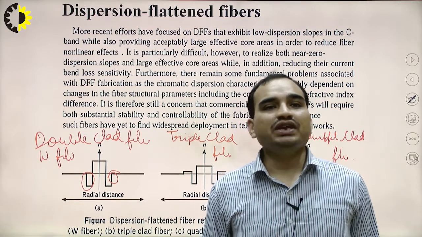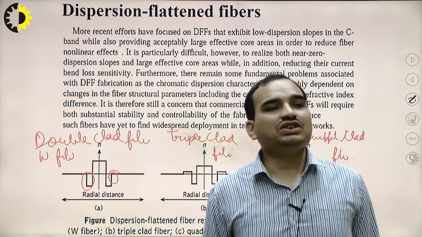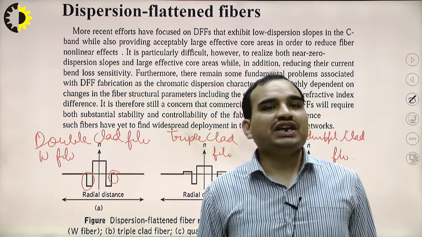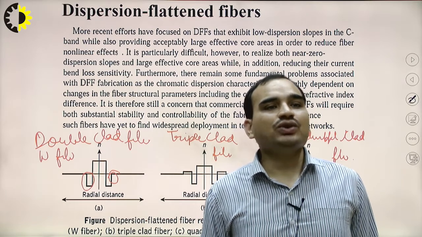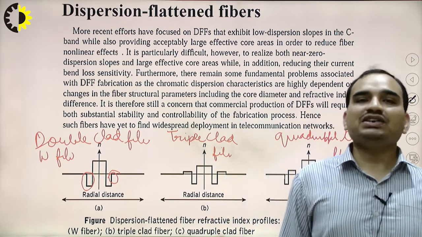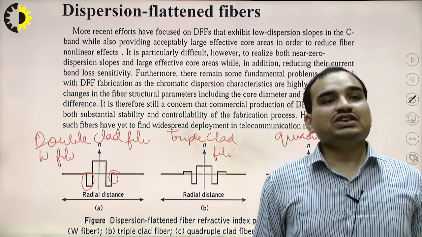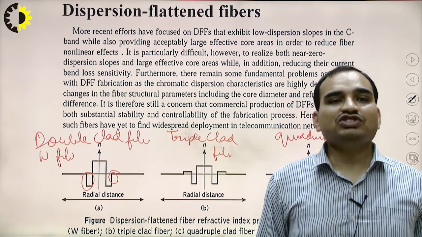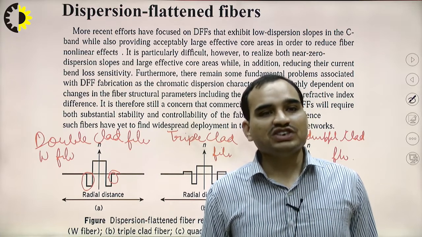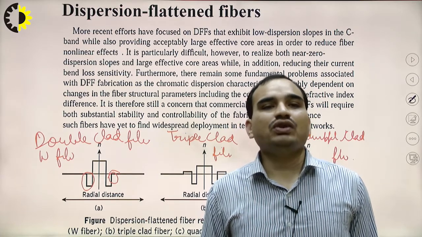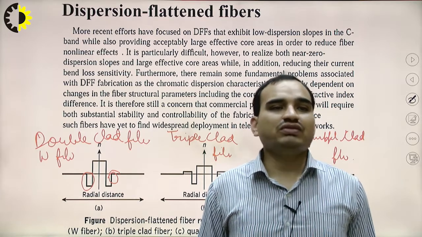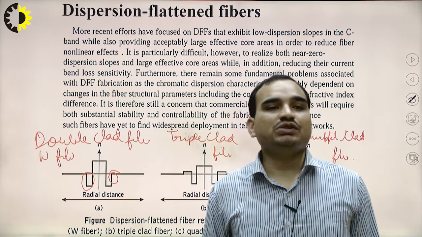Furthermore, there remain some fundamental problems associated with dispersion flattened fabrication, as the chromatic dispersion characteristics are highly dependent on changes in the fiber structural parameters, including the core diameter and the refractive index difference. It is therefore still a concern that commercial production of DFF will require both substantial stability and controllability of the fiber process. Hence, such fibers have yet to find widespread deployment in telecommunication networks.